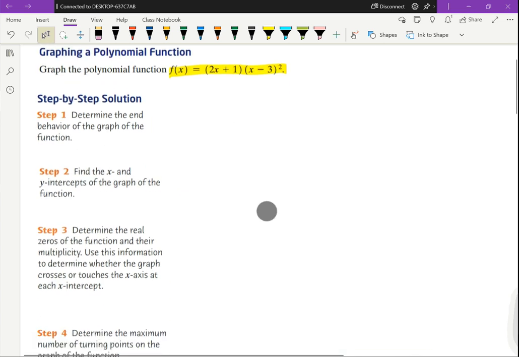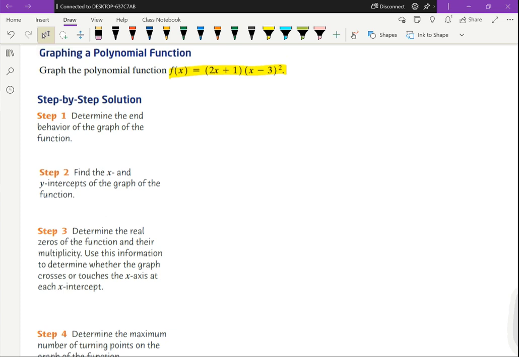Now, we do not have to do these in this specific order, but since this is the order that our text references them, we will put them in this particular order as well. So when we take a look at this particular function, 2x plus 1, x minus 3 quantity squared, the first thing is to determine the end behavior of the graph.